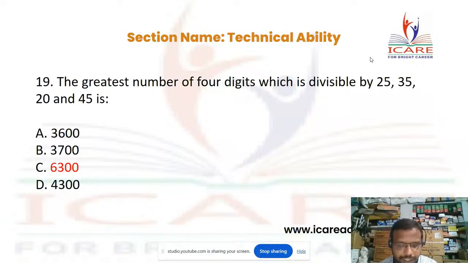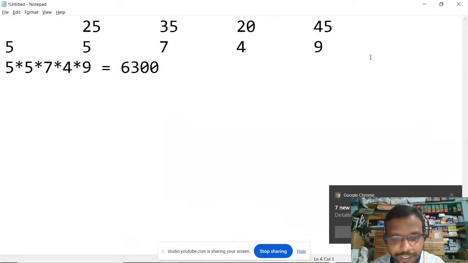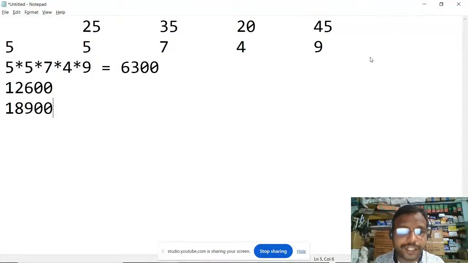So what is another number which is exactly divisible by 25, 35, 20 and 45? If 6300 is one, the next number should be 12,600. Next number should be 18,900. All the multiples of 6,300 should be divisible by the given numbers 25, 35, 20 and 45.